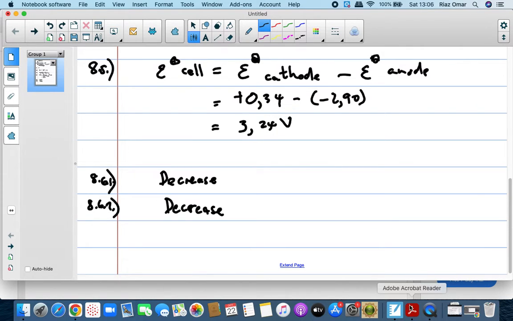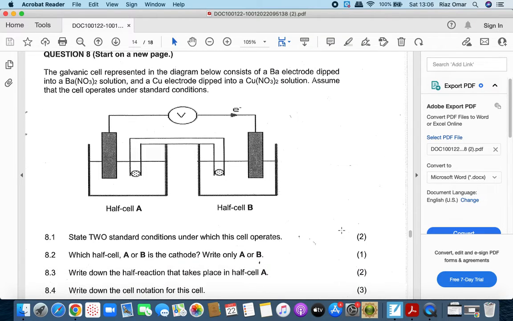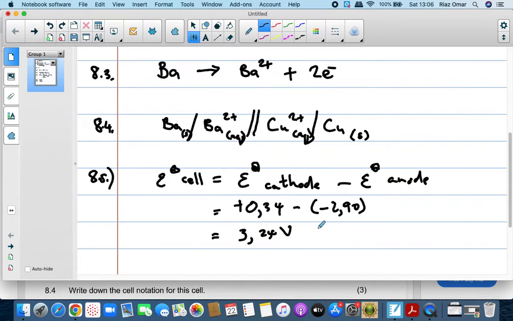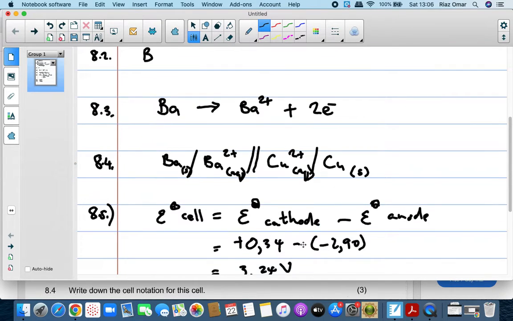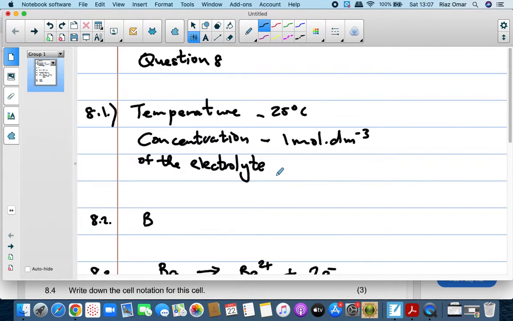So that will be the end of question 8. We've talked about EMF, we talked about working out the EMF of the cell, we worked out cell notation, we talked about standard conditions.